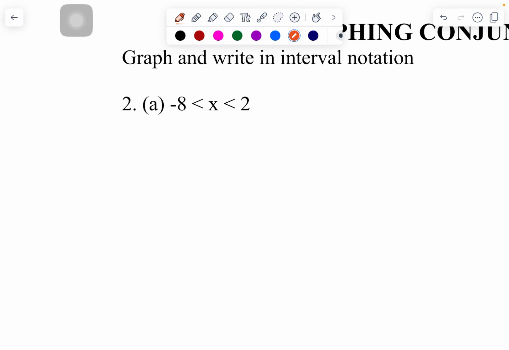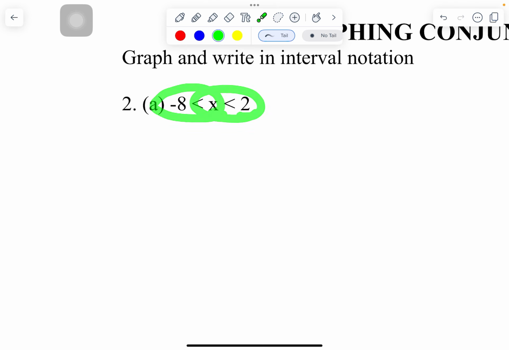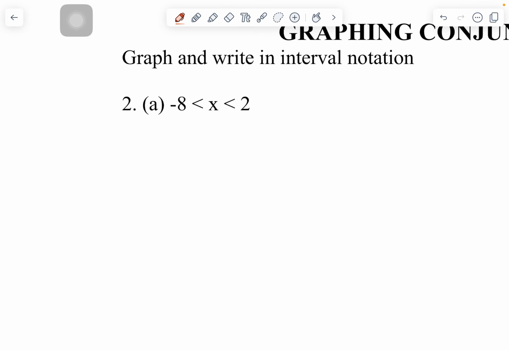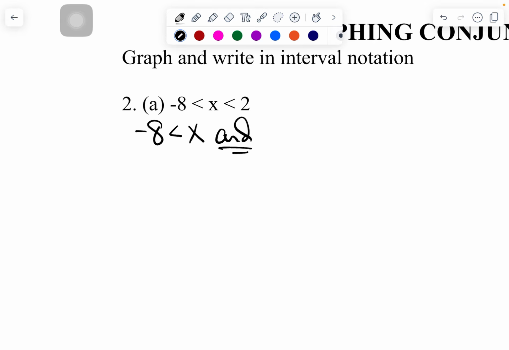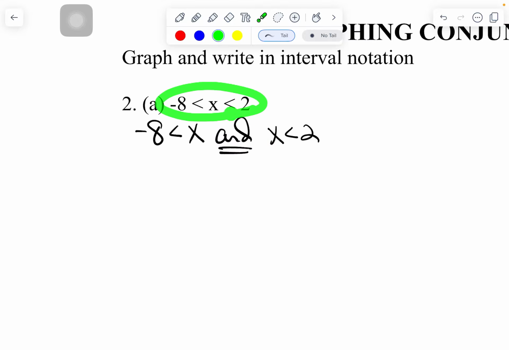So conjunction inequalities are two inequalities that can be written together like this, or if you separated, it would be -8 is less than x, and that's the big conjunction term there, right? It tells you it's a conjunction, and x is less than 2. Those are the two things, right? You can either join it with "and," or you write it together as a single inequality.